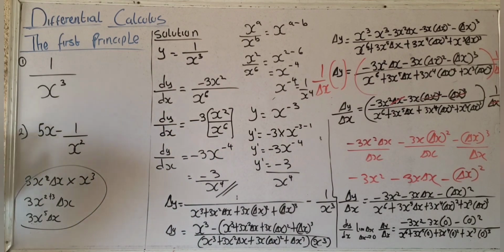So question 2 says we should find the derivative of 5x minus 1 over x raised to the power of 3 using the first principle. We are going to do that in our next class, okay?